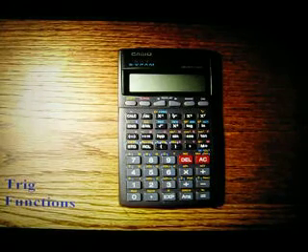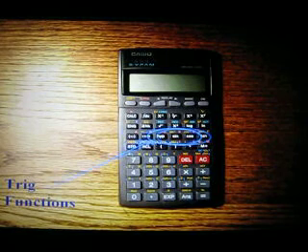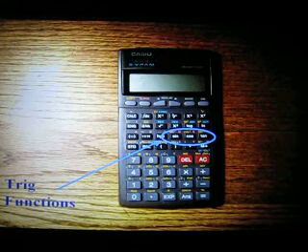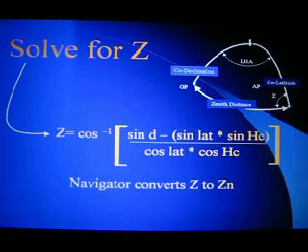Well, we're going to use a calculator with trig functions on it. This calculator costs about $14 at Walmart. When you go to get yourself one, make sure you get one that has the trig functions on it so that you can solve the navigation triangle without the site reduction tables.